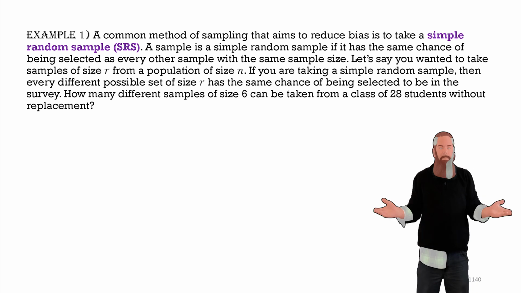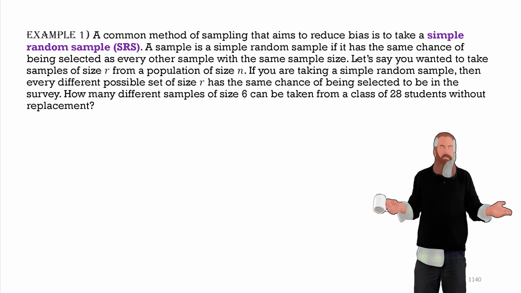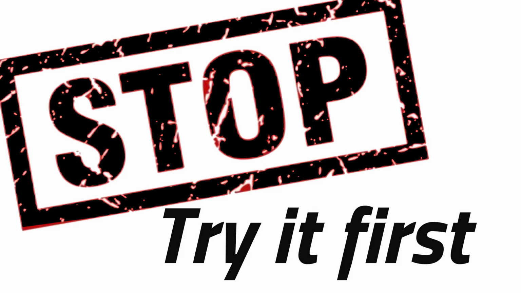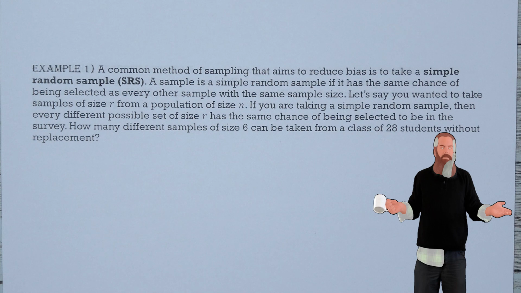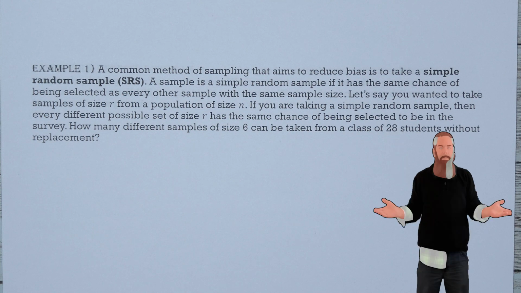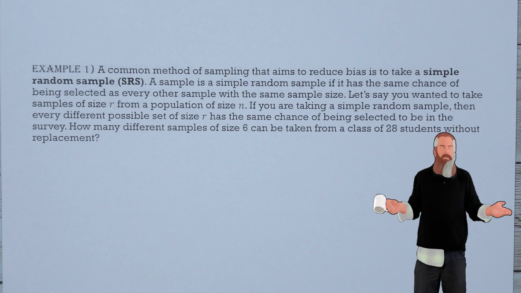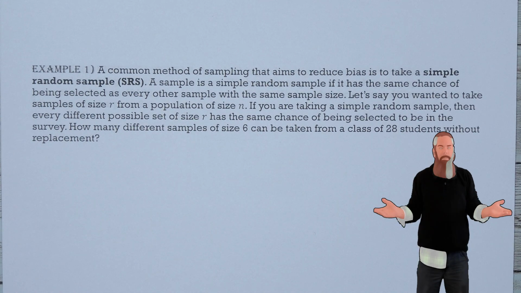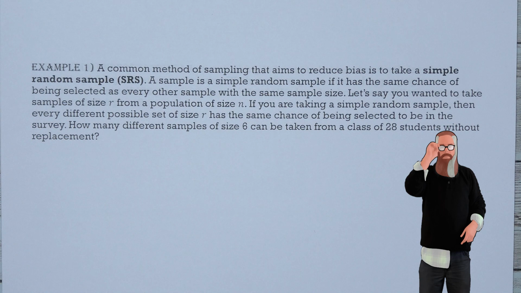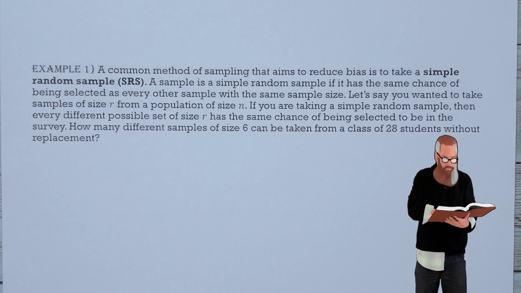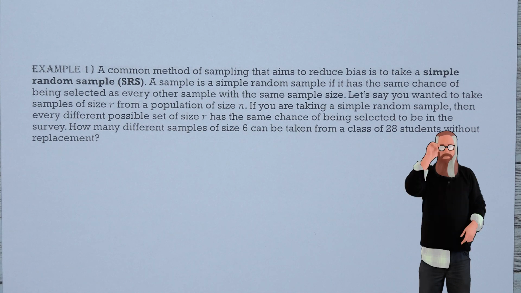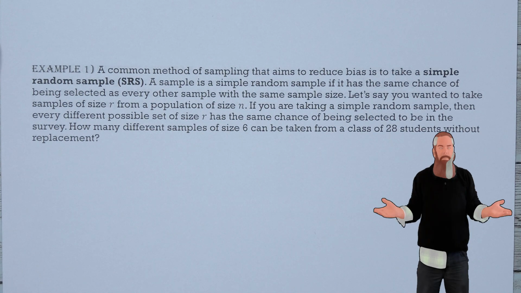How many different samples of size 6 can be taken from a class of 28 students without replacement? You are looking for the number of combinations of 6 that you can take from a group of 28. You can use the combination formula. Factorials will be used in the combination formula. We're going to let N represent the population, which is 28 students. And we're going to let R represent the size of the sample, which is 6 students.